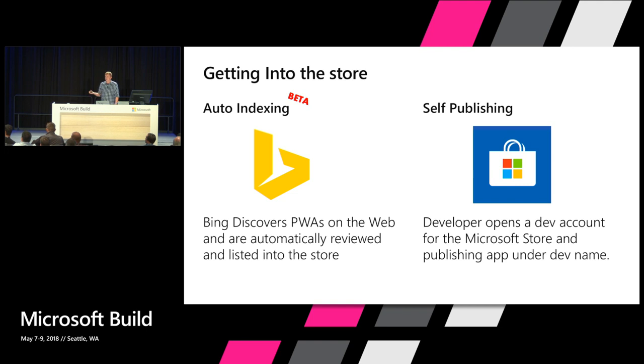There's two ways that your application can be listed in the store. The first one is through a beta program that we have where we're doing auto-indexing. We already have this crawler called Bing that is going out there and looking at the internets all day long. So it's building data for us about the progressive web apps that it finds. And then we apply some algorithms to them to figure out which ones are high quality progressive web apps and should be listed in a store, and which ones aren't meant for a store.